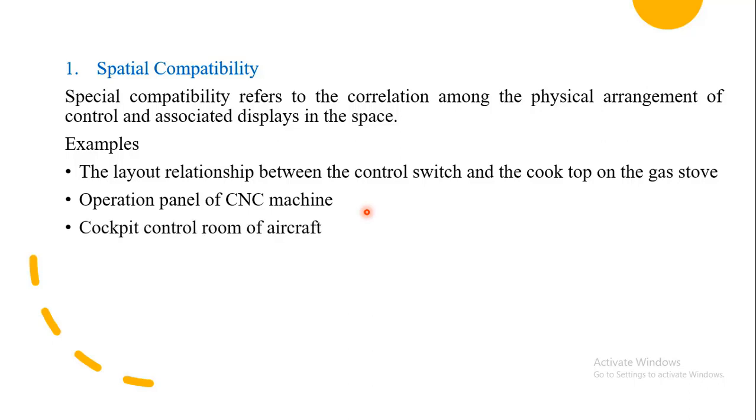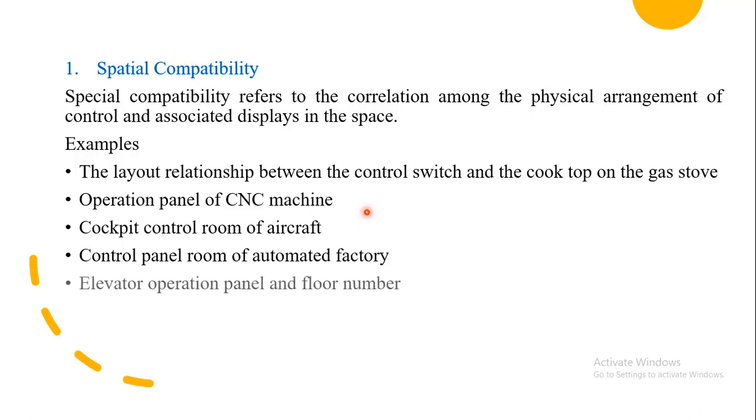Cockpit control room of an aircraft. So see here, we do have controls as well as displays there. Again, control panel room of an automated factory. Elevator panel and floor number. Means just like a lift, there are operation panels like close the door, open the door, right? Light on, light off. Again, we have to press the floor numbers, etc. So it is also nothing but the spatial compatibility, because there is a physical arrangement of controls and their associated displays.